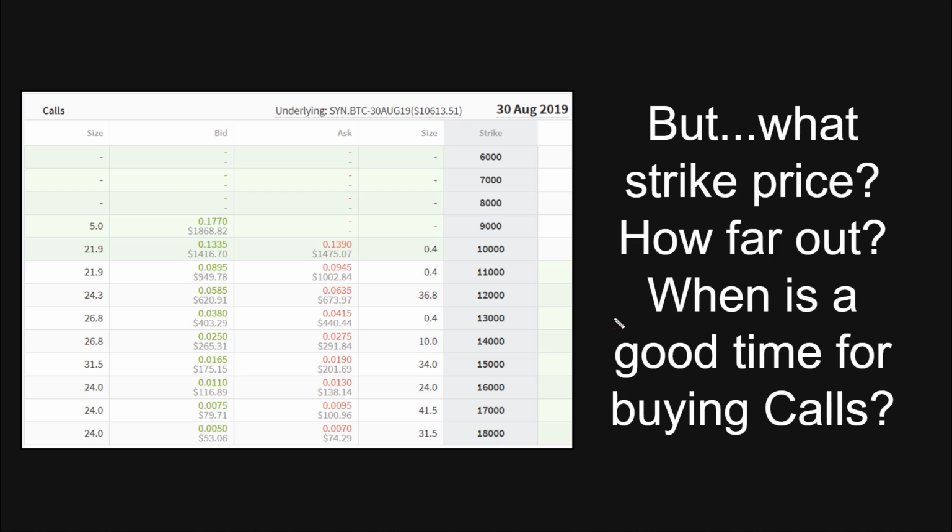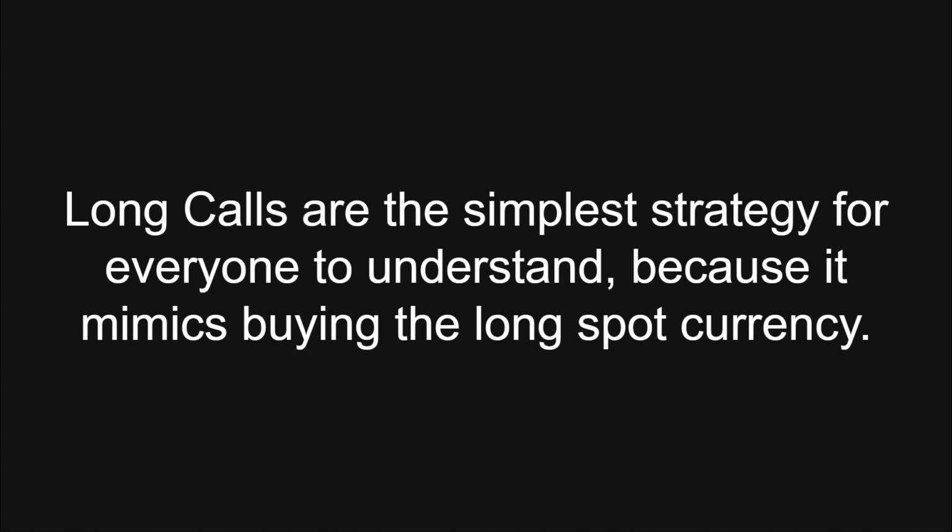But that should lead you to all sorts of questions, like, what strike price should we pick? How far out in time? Is a week enough, or should we pick a month, or should we pick several months? How far out do we go? And when is a good time to buy calls? During a pullback or a breakout? What type of setup would be good for buying calls? Well, we'll try to get into a little bit of that.